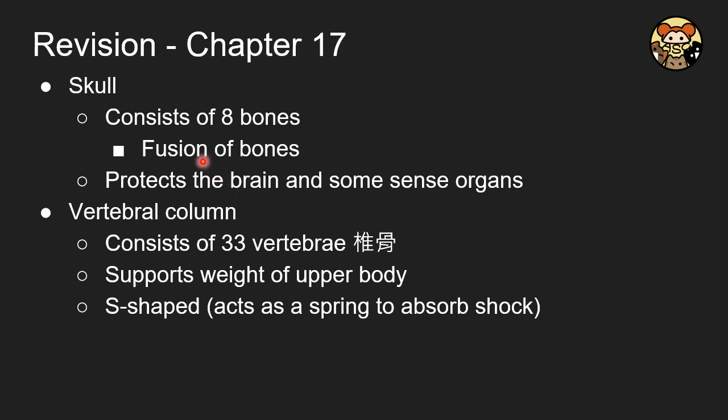For the skull, it is a fusion of eight bones to protect the brain, including the cerebrum, cerebellum, and also the medulla oblongata. The vertebral column contains 33 vertebrae and supports the weight of your upper body. It is naturally S-shaped like a spring to absorb shock.